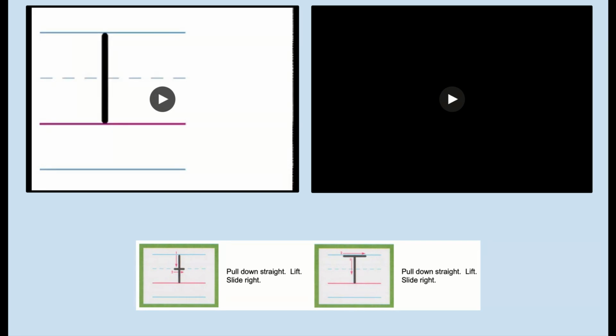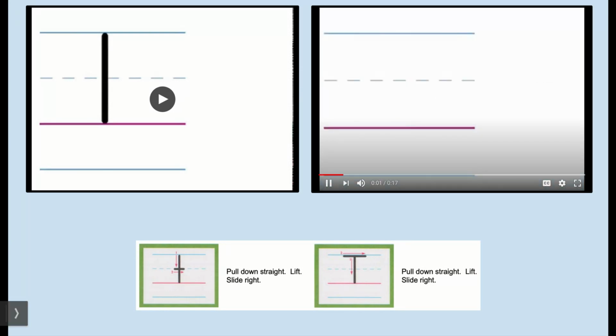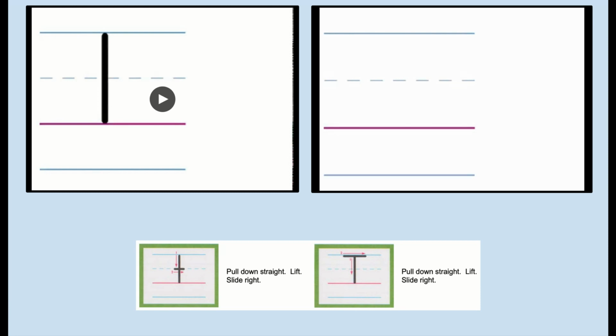Now put your pencil down and watch as we learn to form the uppercase T. Uppercase T. 1. Pull down straight. Lift. 2. Slide right. Uppercase T.